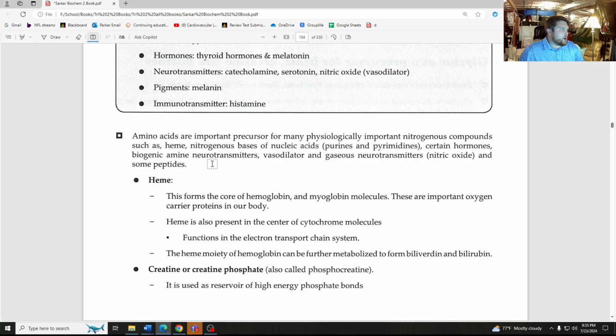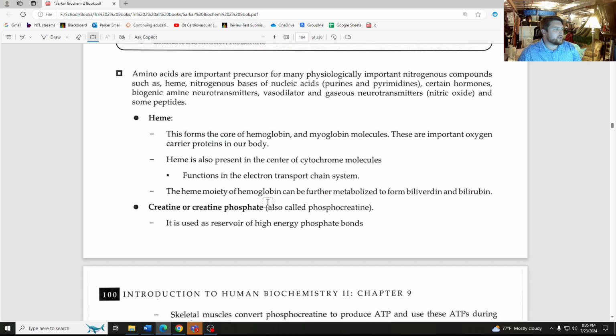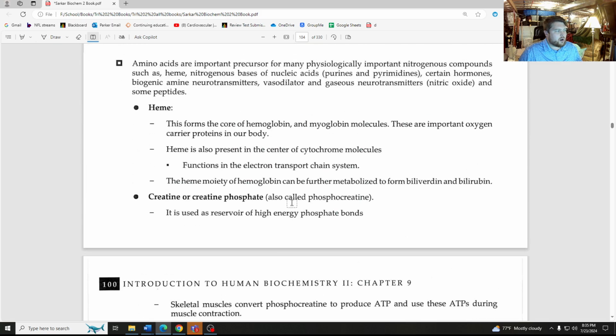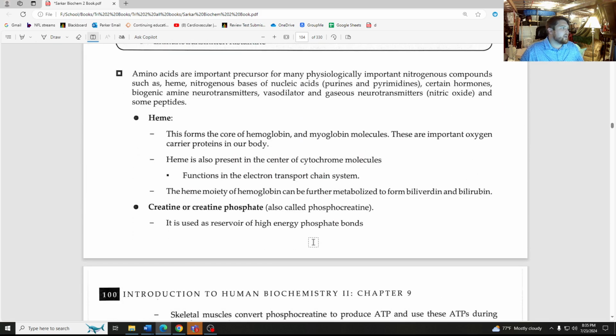So amino acids are important precursors for many physiologically important nitrogenous compounds, such as hemoglobin, the nitrogenous bases of nucleic acids, like those purines and pyrimidines, certain hormones, biogenic amine neurotransmitters, again, talking about amine, talking about that nitrogen, vasodilators, and gaseous neurotransmitters like nitric oxide, as well as some peptides. So we're going to go over just briefly what each of these are and then jump into the actual formation process.